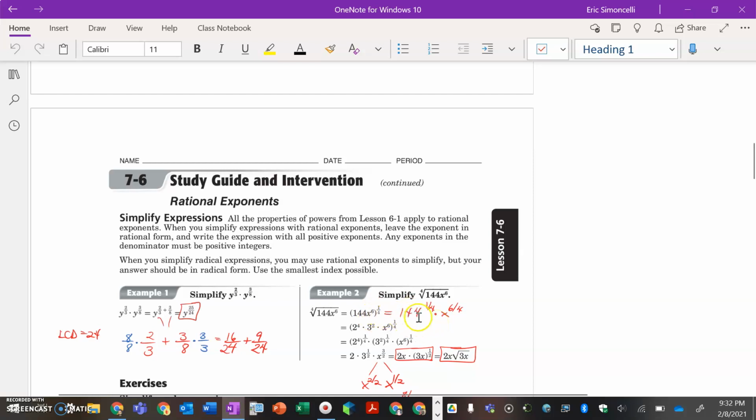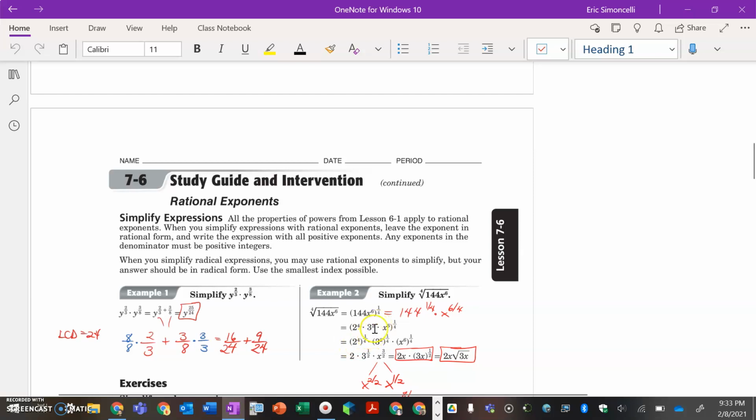Okay, fair enough. 144 you can rewrite as 2 to the fourth times 3 squared. Think about the factors, right? Turns out that 2 to the fourth and x to the sixth, partly at least, are in fact perfect fourths. But 2 to the fourth is more obvious, such that if you raise 2 to the fourth, or 4 times a fourth, of course, you get 2. Because again, 2 to the fourth is a perfect fourth.